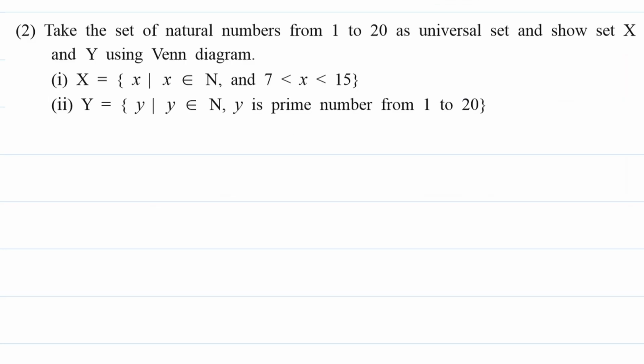Question 2. Take the set of natural numbers from 1 to 20 as a universal set. Show sets X and Y using a Venn diagram. X is the set of all x such that x belongs to the set of natural numbers and x lies between 7 and 15. Y is the set of all y such that y is a natural number and y is a prime number from 1 to 20.